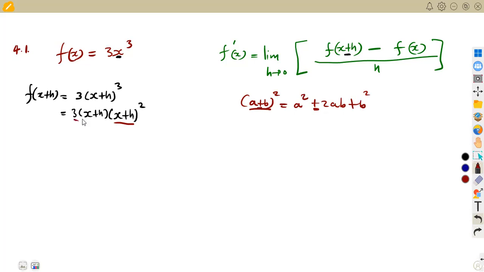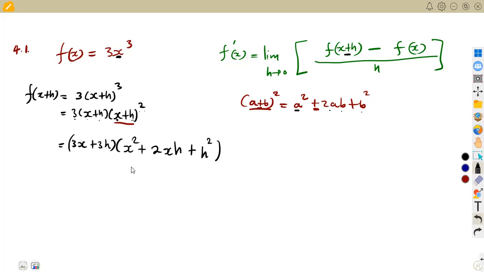So the first part here, we can expand this bracket by 3, which is outside of the bracket. So it's going to be 3 times x, which will be 3x, 3 times h, which is going to give us 3h in this case. Then if we expand this, we are going to have a squared, which is x squared, plus 2 times a times b, which is 2 times x times h. So we're going to have 2xh, plus b squared, which is h squared.